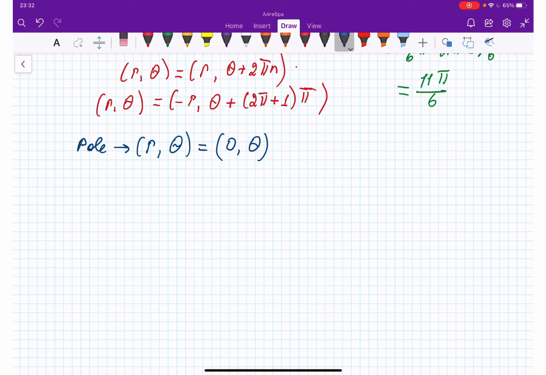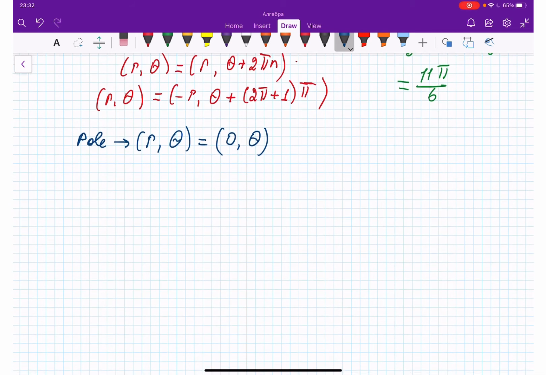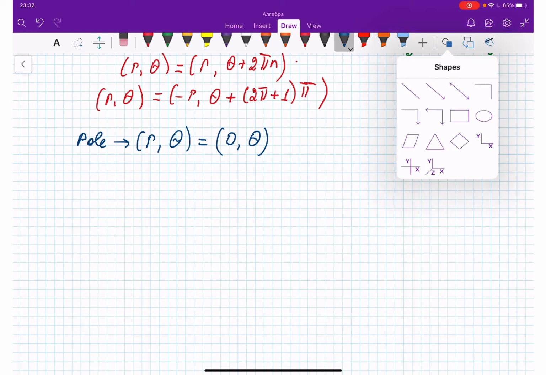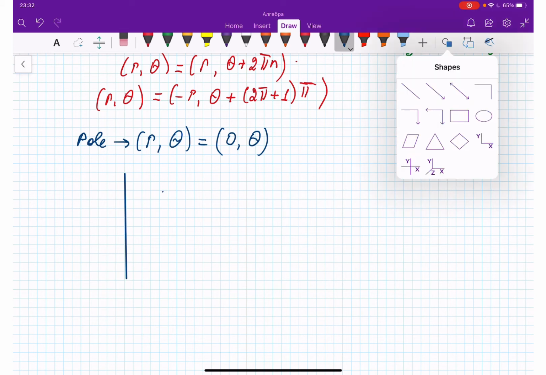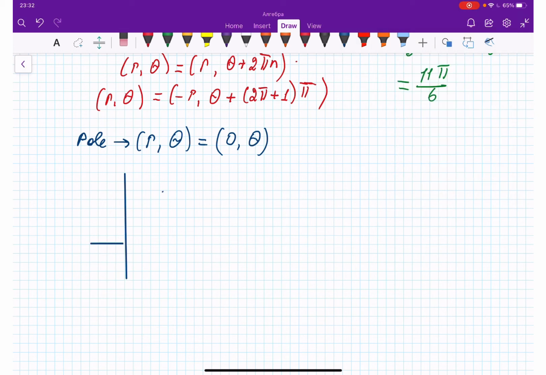So let the polar axis coincide with the positive x-axis. Let me draw first, and then I'll start talking.